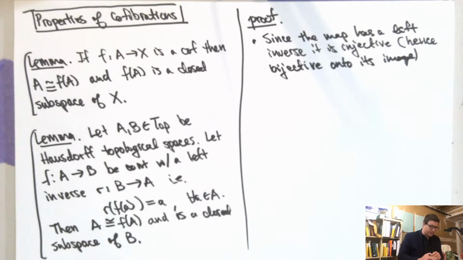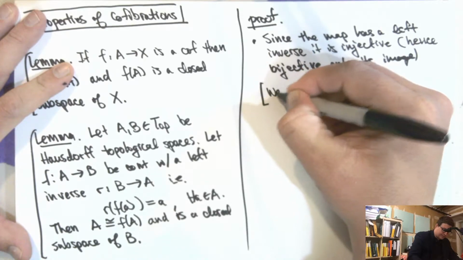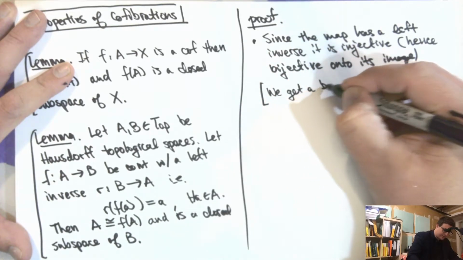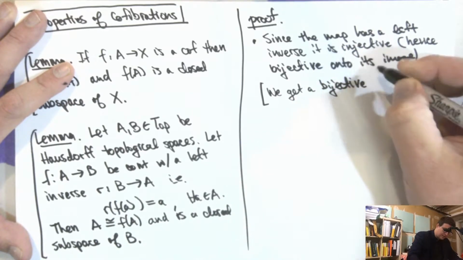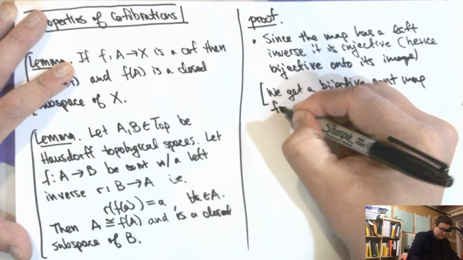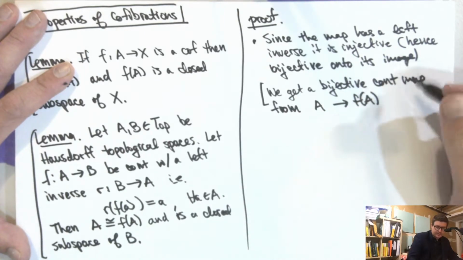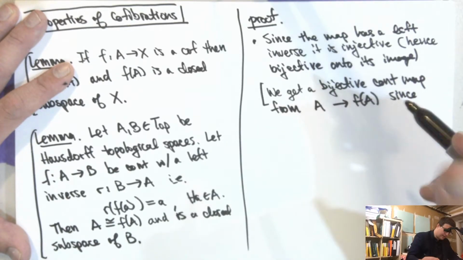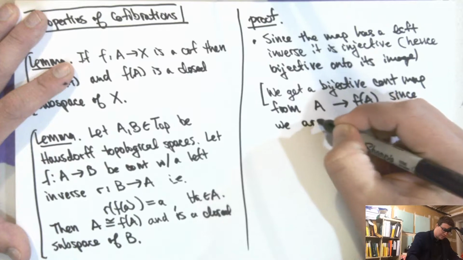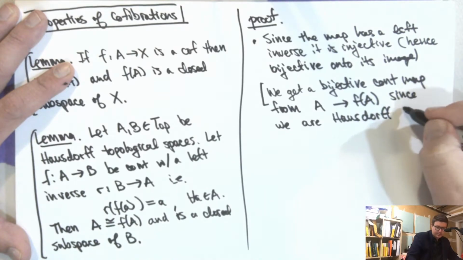Okay, and so now we're going to use that. We get a bijective continuous map from A onto its image, and since we are in a Hausdorff situation, this is a homeomorphism.